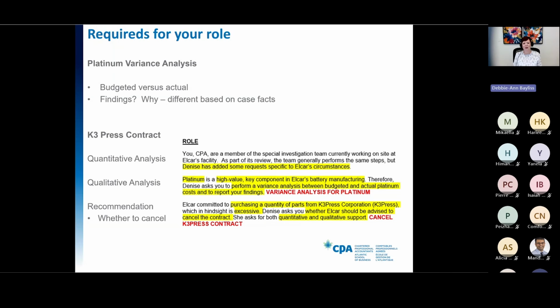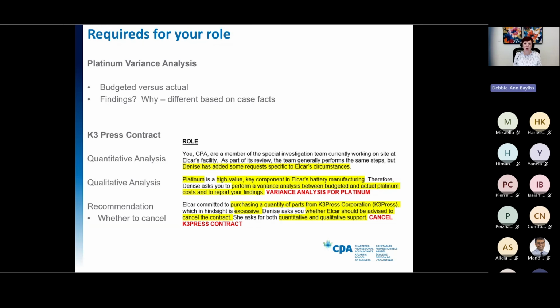Every moment counts. So in the first two paragraphs, or the first section, there's two requirements that we're being asked to do. The first one is to perform a variance analysis when it comes to platinum. So we need to look at the budgeted versus the actual. So we need to state whether those variances are favorable or unfavorable. Need to share those findings with the user.